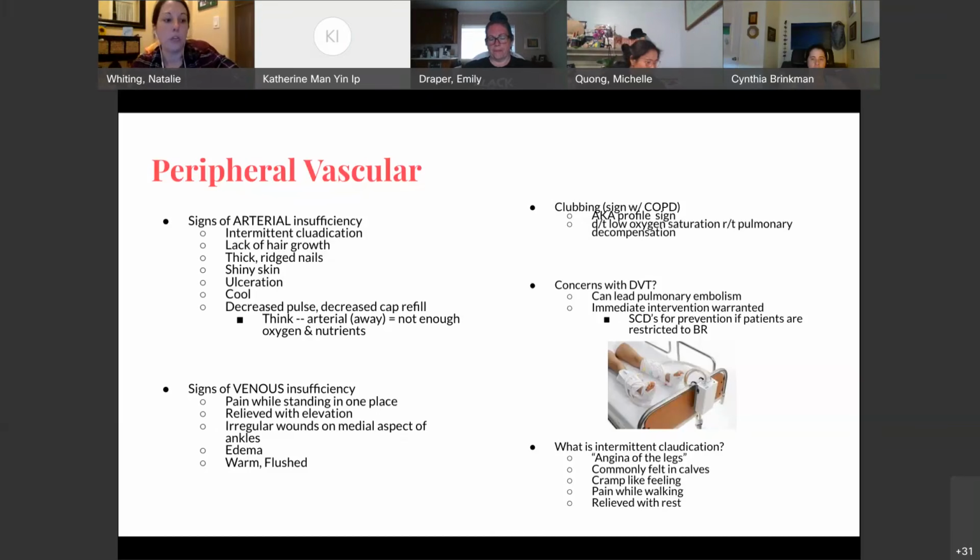We use prevention of this with SCDs, which are right here in this image. You guys will definitely see these in the hospital, especially on med-surg. So they're used as prevention for patients who are restricted to bed rest, or they're just coming out of surgery or anything like that. You're going to have the SCDs on them. We already went over complications.